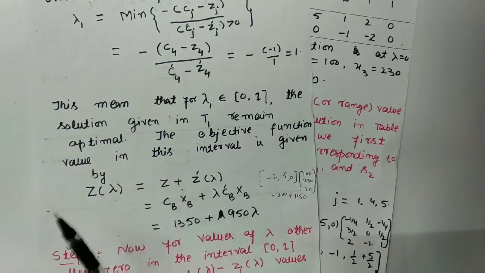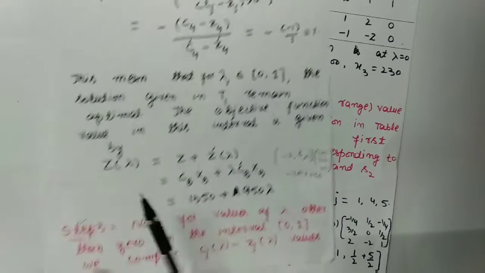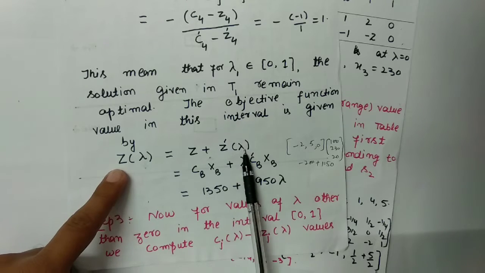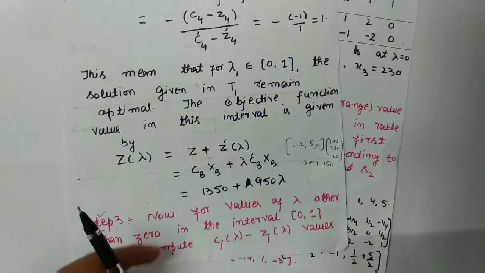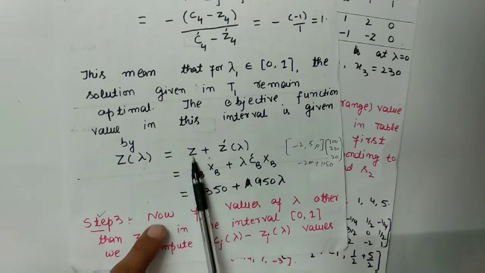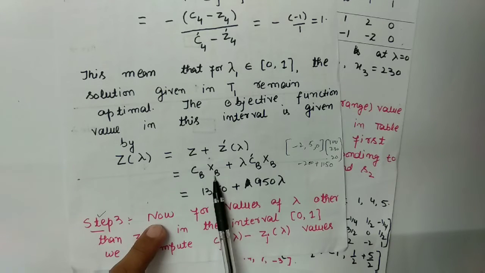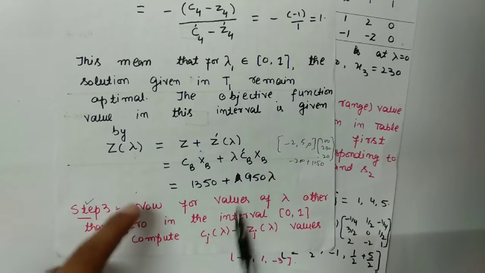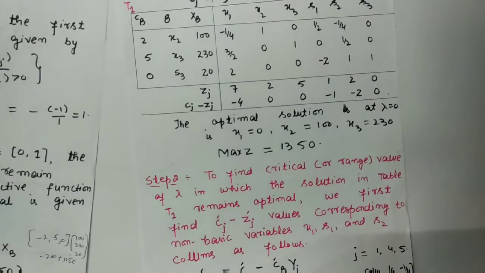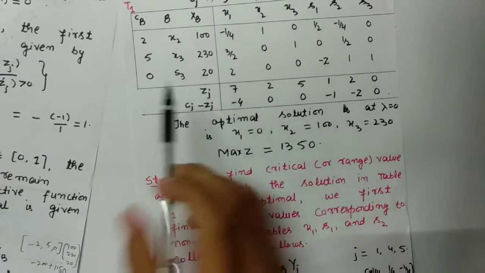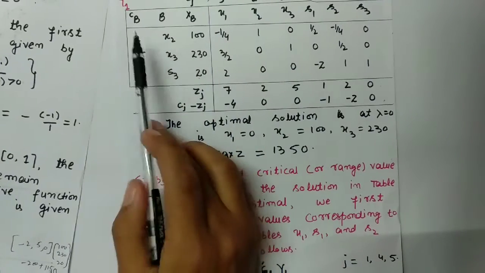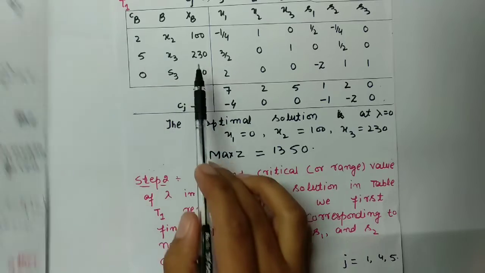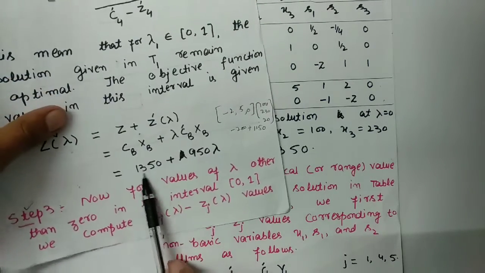Okay friends. The objective function value in this interval is given by, now we will find the objective function for this interval. The method is z lambda is equal to z plus z dash lambda. Now, as in the simplex table, we find the value of z is equal to coefficient of the base into solution values, plus z lambda, c dash b into solution values. Now CB, here from table 1, CB, that is 200, 500, and after simplifying this I will get z. So I had written here 1350.